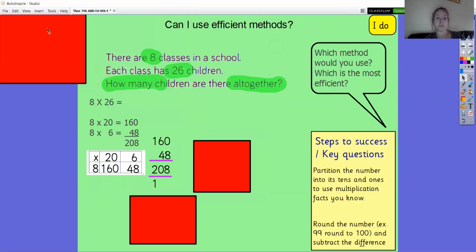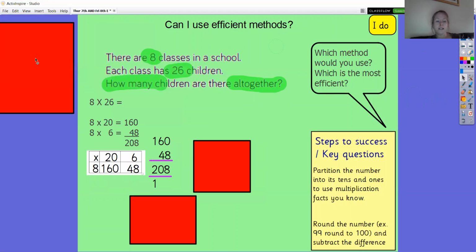So the first method is our trusty method that we should be the most familiar with. This is partitioning, or the grid method, as some of you might know it. We take the 26, the 2-digit number, and we partition it, chop it up, however you want to describe it, into the 10s and into the 1s. We work them out separately, and then we add the answers together. So here's the 20 and here's the 6. Or if we look at it in the grid, like we're used to, there's the 20, there's the 6, and then we're timesing each one by 8.